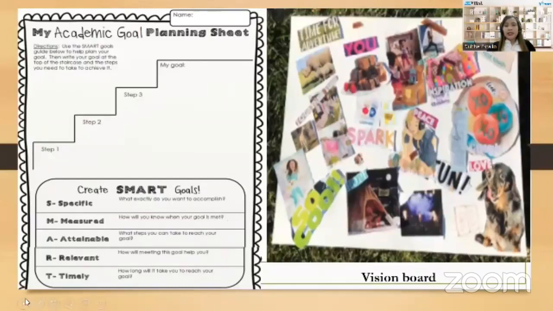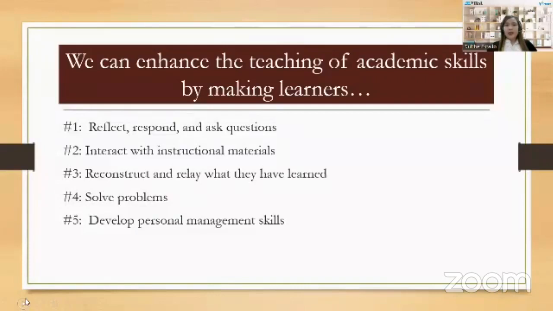So we could introduce these to them if we haven't done so yet, and we can even use them for ourselves if we haven't done so yet. These have been proven to be very effective according to research. Now, as a recap, we can enhance the teaching of academic skills by making our learners: one, reflect, respond, and ask questions; two, interact with instructional materials; three, reconstruct and relay what they have learned; four, solve problems; and five, develop personal management skills.